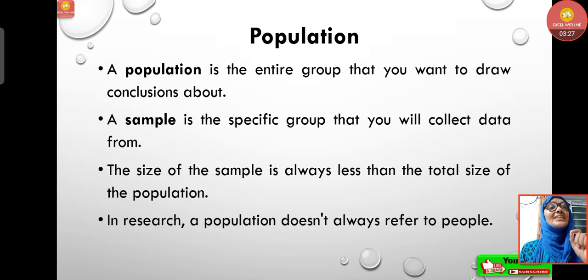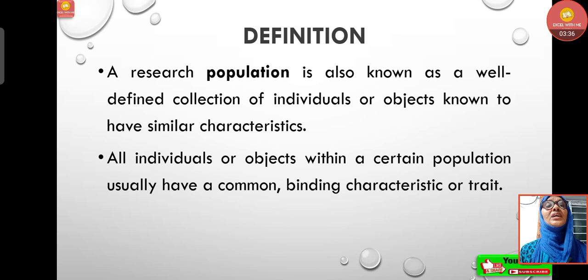In research, a population doesn't always refer to people. Here we can take samples of plants, animals, anything, human beings. That's our wish. Now, what is the exact definition of population? A research population is also known as a well-defined collection of individuals or objects known to have similar characteristics. Just now I told you 11th class students, that means all are studying in 11th class, senior secondary students. All individuals or objects within a certain population usually have a common binding, like 11th class or 12th class or both 11th and 12th. A common binding characteristic or trait is there.